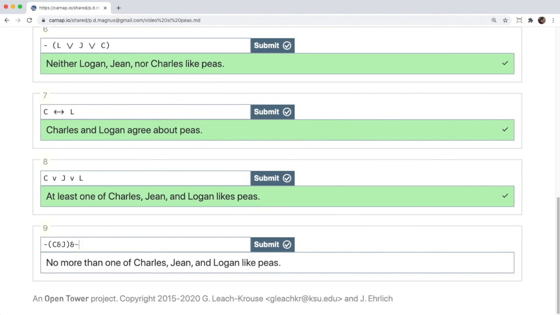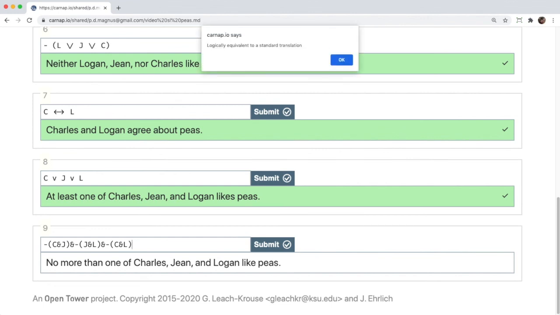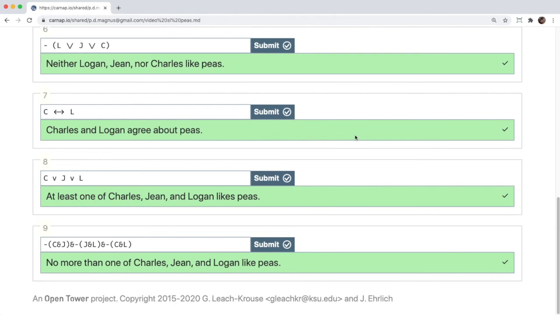And it can't be the case that Gene and Logan both do. And it can't be the case that Charles and Logan both do. That is, it's not the case that at least two of them do. No more than one of them do. Carnap says that's logically equivalent to a standard translation. I forget what I typed in as the right answer when I put this together in Carnap. But that'll do. And I'm sure there are other ways to do it, because I came up with something a little bit different when I put this problem set together.